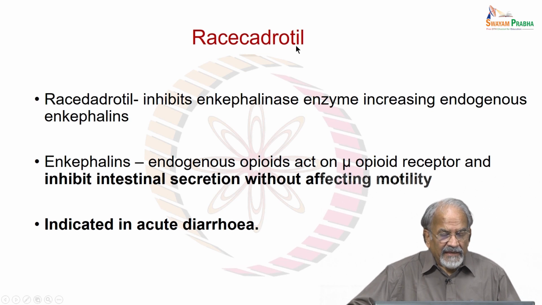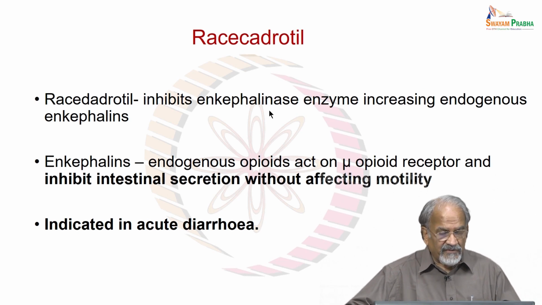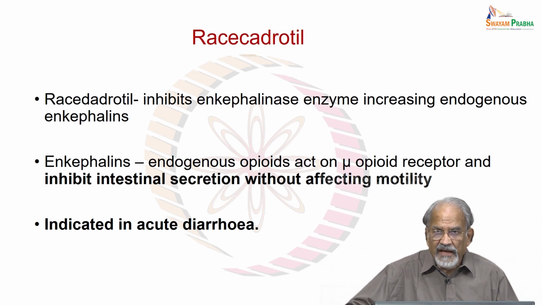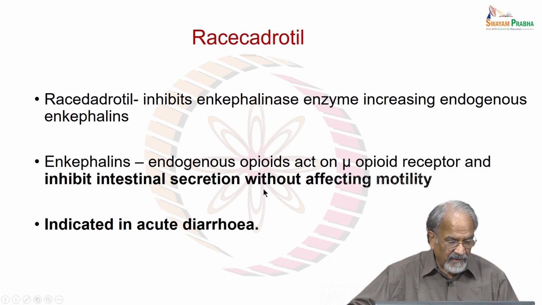Racecadotril is a relatively new drug, it inhibits the enkephalinase enzyme, and therefore endogenous enkephalin in the intestine is increased, which again acting on the mu receptor and delta receptor acts as an anti-diarrheal and anti-secretory agent. Enkephalins, endogenous opioids, act on mu receptors and inhibit intestinal secretion without affecting motility. It is indicated in acute diarrhea.